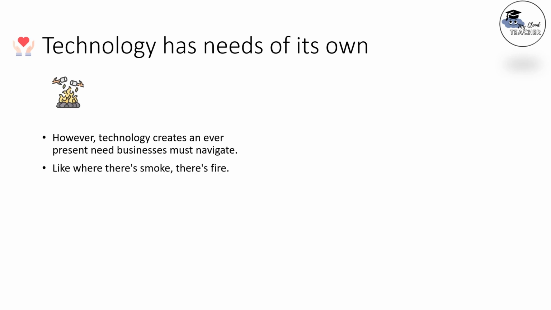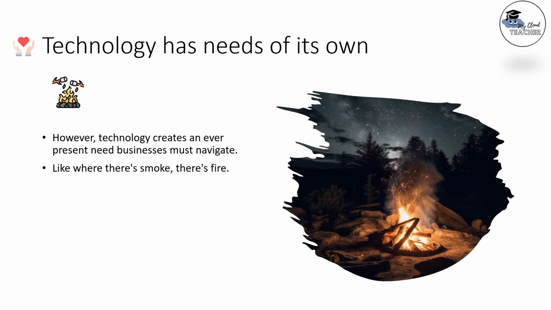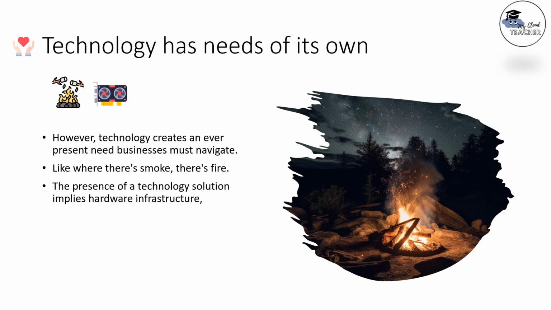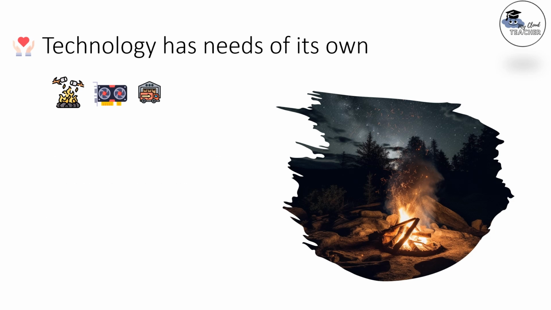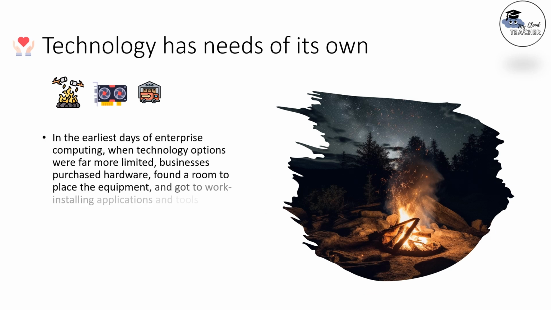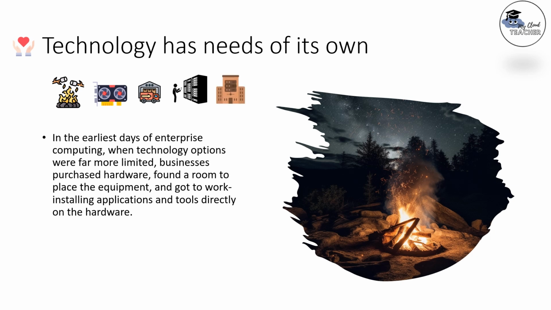Just like when there's smoke, there's fire. The presence of a technology solution implies hardware and the infrastructure to house it, along with a whole range of management logistics. In the earliest days of enterprise computing, when technology options were far more limited, businesses purchased hardware, found a room to place the equipment, and got to work by installing applications and tools directly on the hardware.